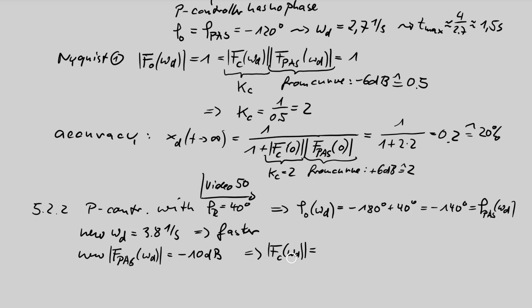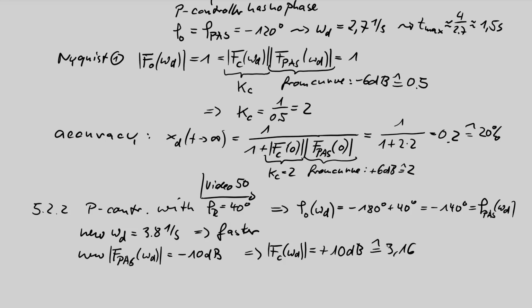I can do this, of course, with dB values. The dB values are added, the controller dB value and the process dB value. The sum of both must be 0 dB. So we can say this must be plus 10 dB. And this is equivalent to a factor of 3.16. Just check. With 3.16.